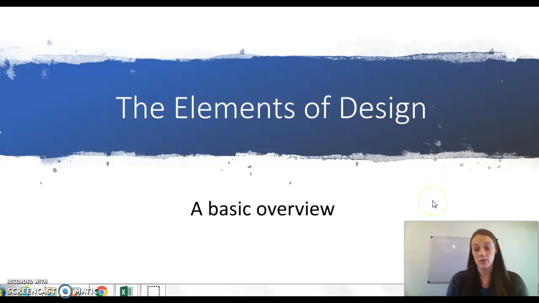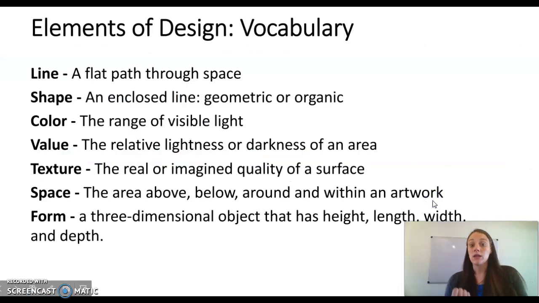So your basic elements of design, the building blocks that you need to create any piece of artwork, are line, which is a flat path through space. You can think about that as a way to get from point A to point B. A shape, which is an enclosed line. So if that line goes from point A back to point A. There's two types: geometric shapes and organic shapes.